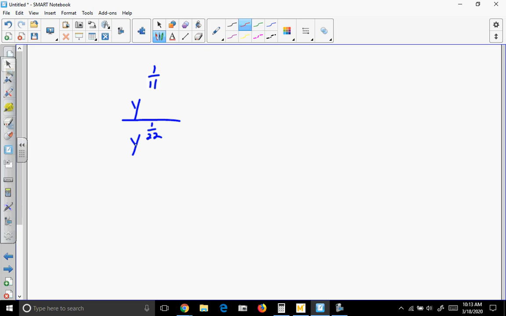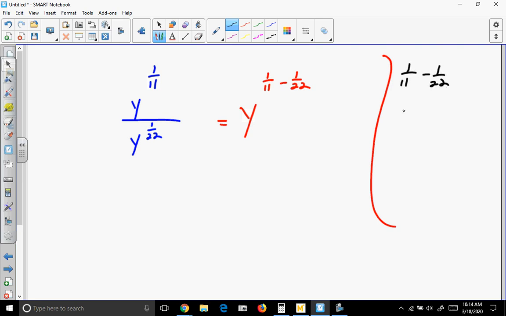So recall that when we're dividing and our bases are the same, what do we do with the exponents? We subtract them. We take the top exponent minus the bottom exponent. And if we're subtracting fractions, we have to have a common denominator. So if we do 1/11 minus 1/22, our common denominator will be 22. The second fraction already has that denominator, but to make the first fraction have a 2 on the bottom, we're going to multiply top and bottom by 2. That makes the bottom 2 times 11 is 22. The top 2 times 1 is 2.